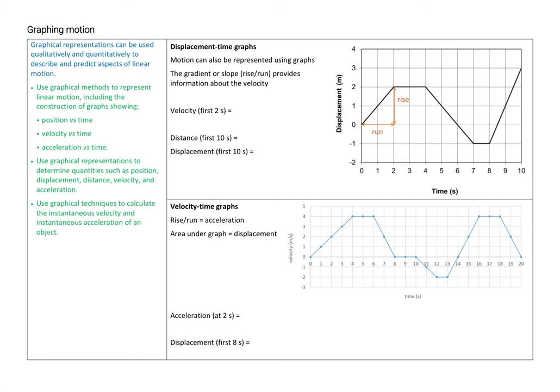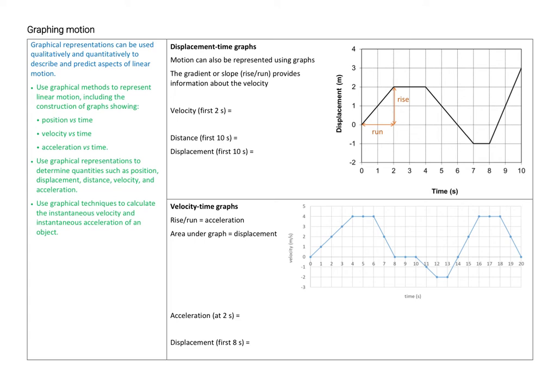So what you need to be able to do is use graphical methods to represent linear motion. Linear motion just means motion in a straight line, including the construction of position versus time graphs, velocity versus time graphs, and acceleration versus time graphs. We'll go through that in a sec. Use graphical representations to determine quantities such as position, displacement, distance, velocity, and acceleration. I'll show you how we do that. And use graphical calculation techniques to calculate the instantaneous velocity and instantaneous acceleration of an object. And again, I'll show you how we do that.